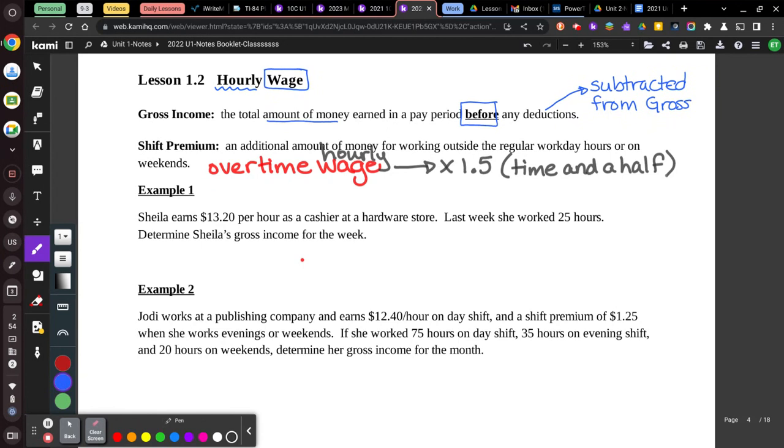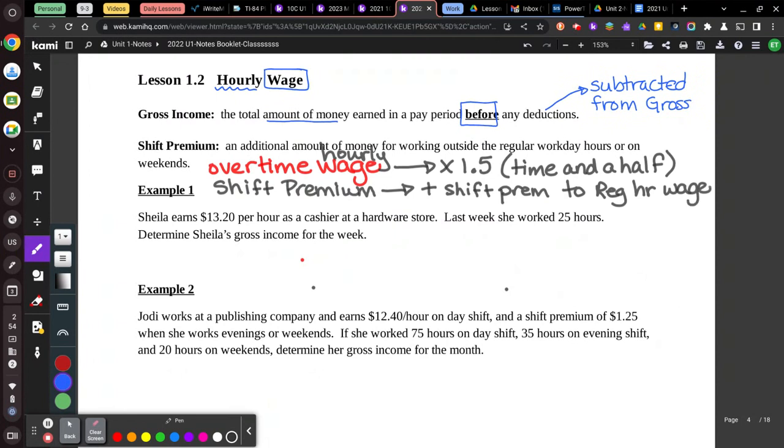Okay, so we have a couple different things. Shift premiums are what you add. So a shift premium, it is also for your overtime wage. You are going to add the shift premium to your regular hourly wage. So that means how much you make per hour.